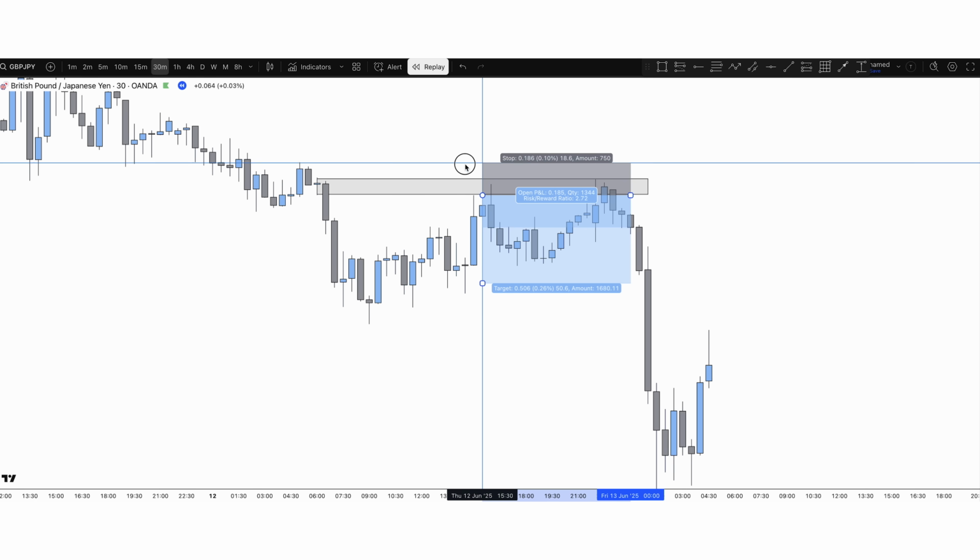And will you miss some trades? Yes, you will. But will you also avoid lots of terrible losses? And will you also get better risk reward and higher returns on the trades that you do manage to take? Yes, you will as well.